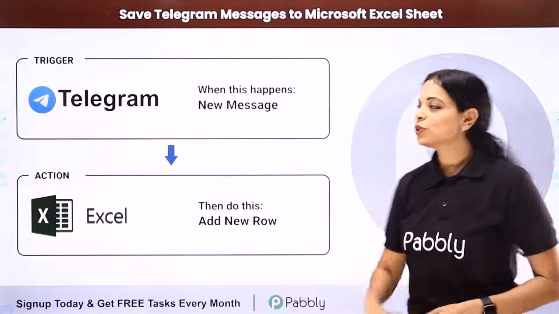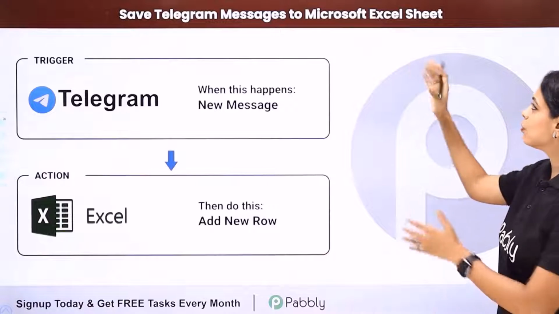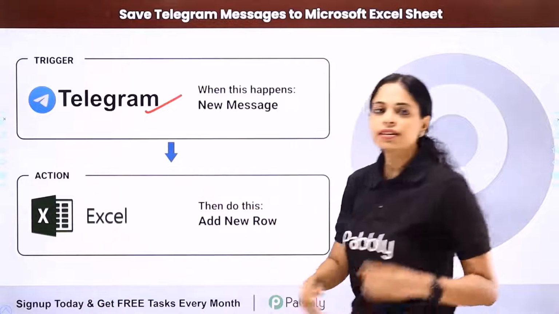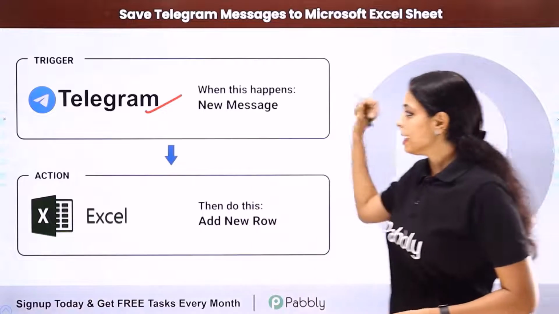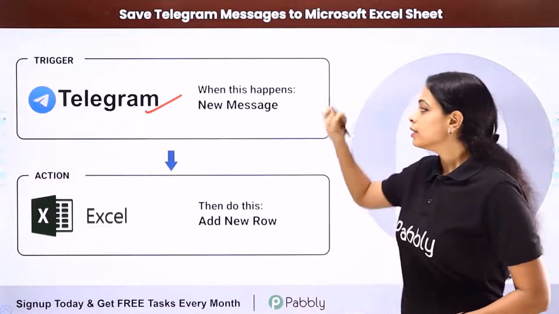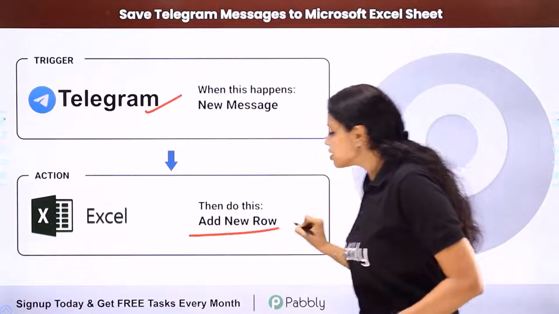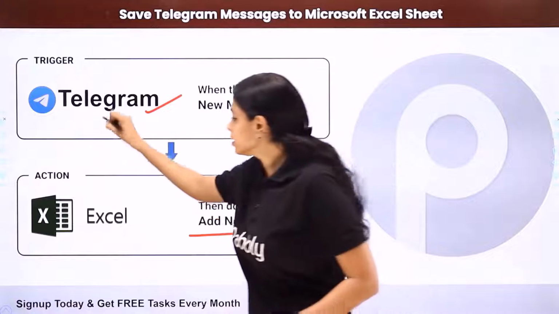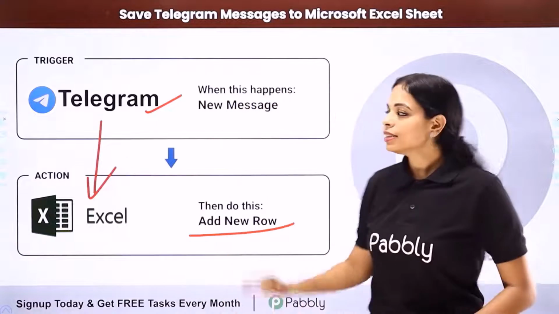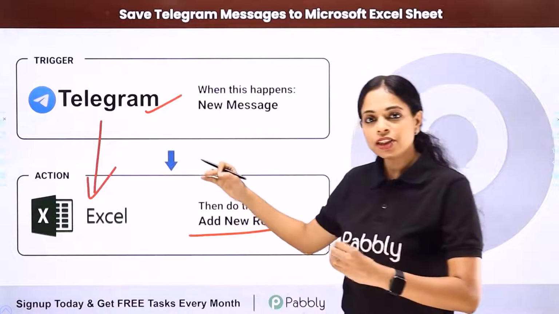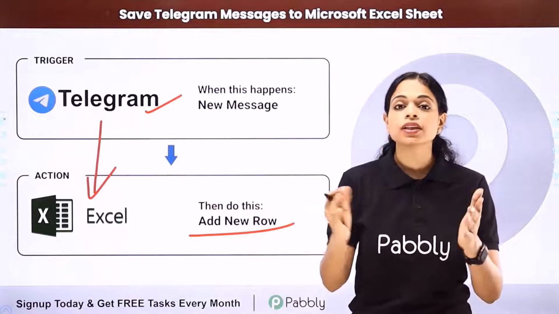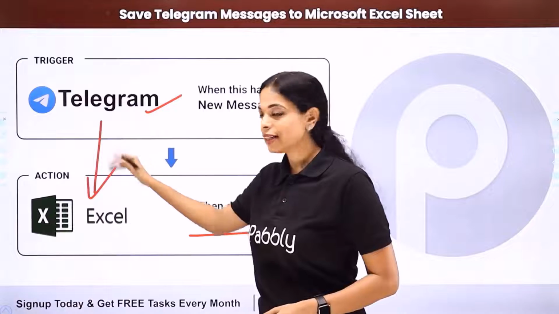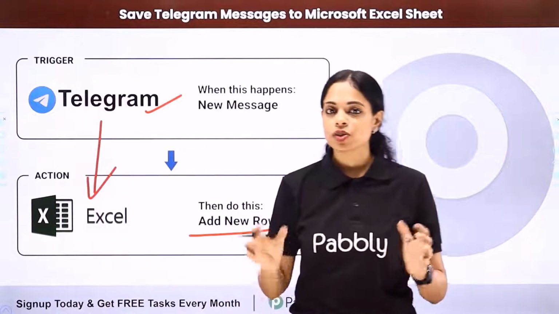In this video, we are going to see how to save Telegram messages to Microsoft Excel sheet. So let's say you are using Telegram as an instant social messaging app, and every time you receive a new message, this new message should be added as a new row in your Excel spreadsheet. Now, how would you do this? By integrating these two applications. And this entire process, this integration can be done and get automated with the help of Pabbly Connect. Here, your trigger application would be Telegram and your action application would be Microsoft Excel.